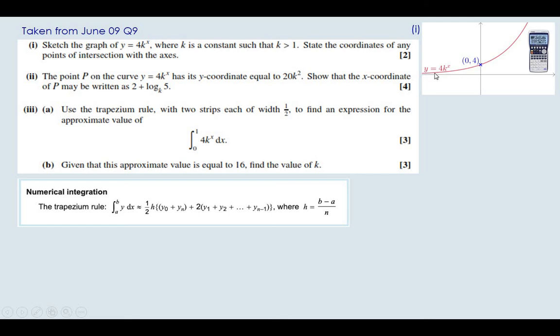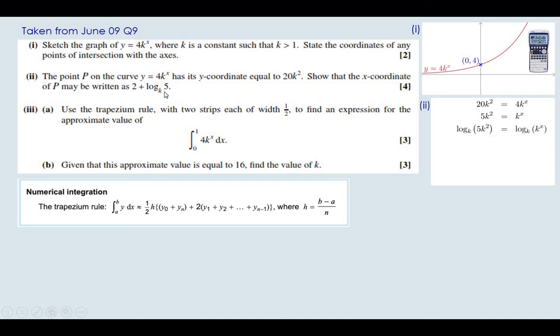For part 2, we're given a y-coordinate and we have to find an x-coordinate. So first substitute into the equation for the curve. We know from the question we're going to involve log base k of 5. So I know I need to take log, so I'm going to simplify what I can beforehand. So I've divided by 4. Right, now we can take log base k, and now we can apply log rules.